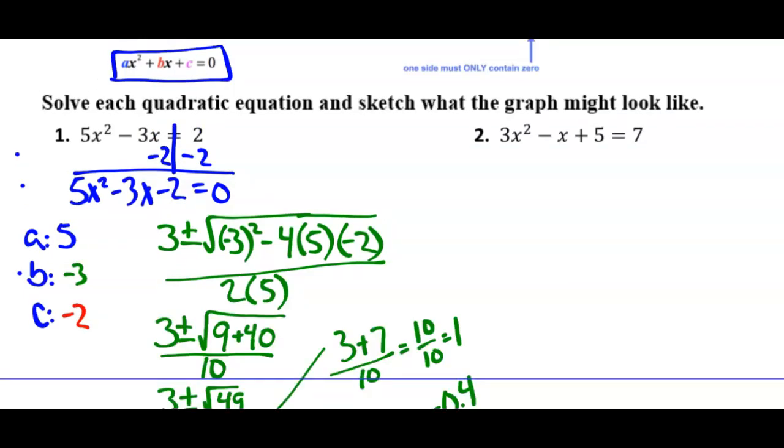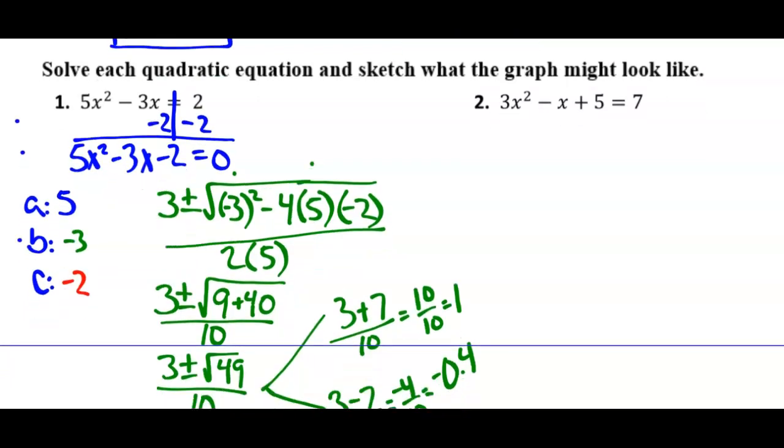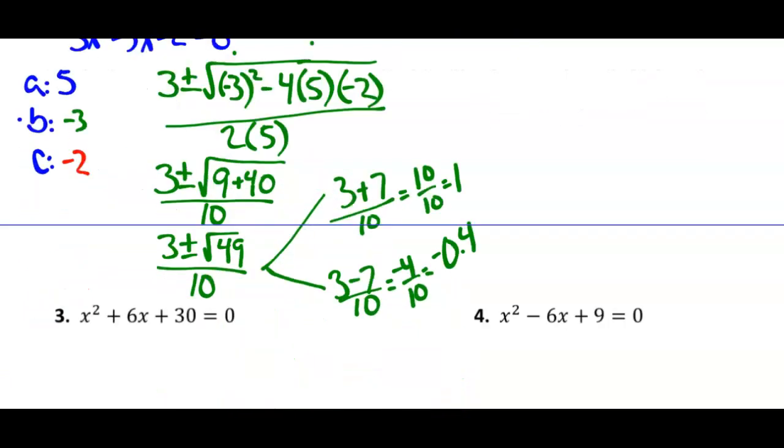Okay, if you did your math correctly, you should have got 9 when you did your -3 squared. You should have got 40 here. Altogether, that makes 49, positive 40, so it's 9 plus 40. That makes 49. The square root of 49 is 7. So then I separate things out. I have 3 plus 7 over 10, which gives me 1. This is 10 over 10. And then 3 minus 7 is -4, divided by 10.